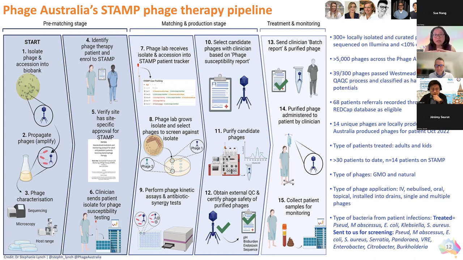Currently we have 68 patients referred and enrolled. 14 unique phages were locally sourced and produced in the last year. And we have treated adults and kids using GMO and natural phages. The type of phage delivery is mainly intravenous, but we have also delivered nebulized, oral, topical, instilled into drains, and single and multiple phages.